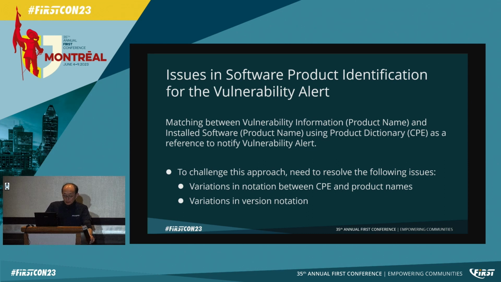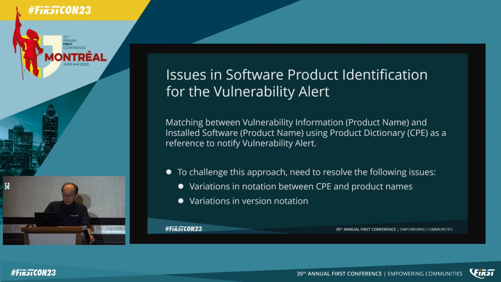In the context of vulnerability alerts, there is a specific challenge associated with software product identification that needs to be addressed. One of these challenges is the matching process between vulnerability information and the installed software, which relies on the product dictionary as a reference. However, this approach faced certain issues that required resolution.